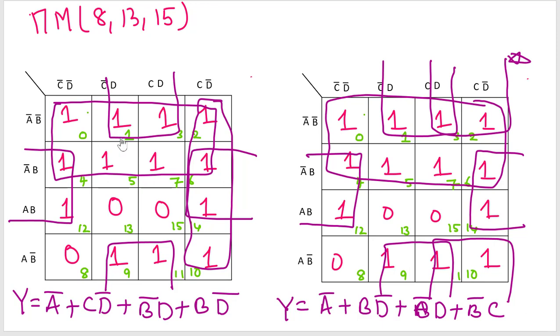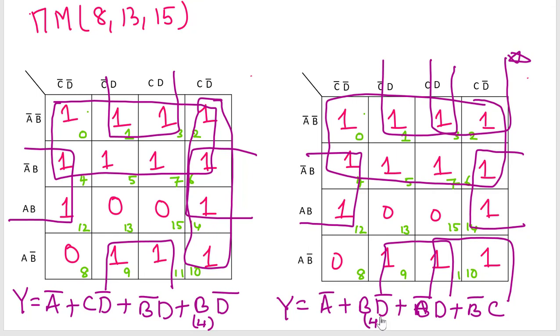Now if you look at both the expressions, both have the same number of 4 minterms. If you look here, 1 literal, 2 literals, 2 literals, 2 literals, same thing here, 1 literal, 2 literals, 2 literals. That means both the expressions have the same number of terms with an equal number of literals. That means both the solutions are valid solutions.